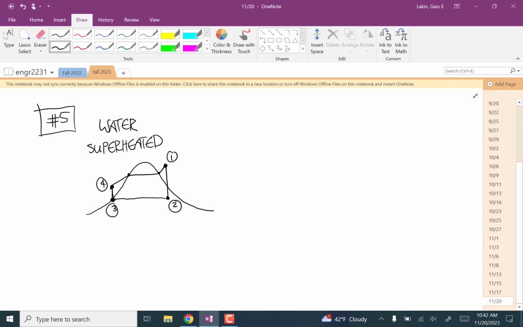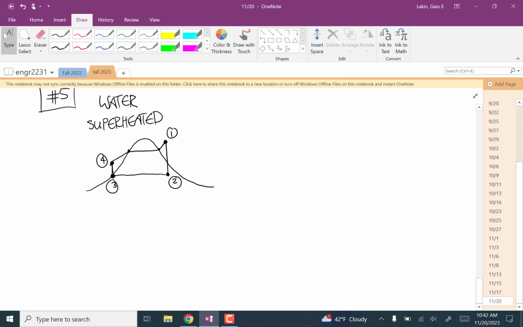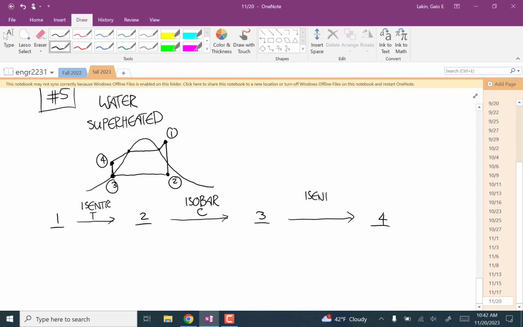But they just give us those two properties right off the bat. So at that point, nothing's any different. So we have our state one, two, three, four. One to two is the isentropic turbine. Two to three is the isobaric condenser. Three to four is the isentropic pump. And four to one is the isobaric steam generator.